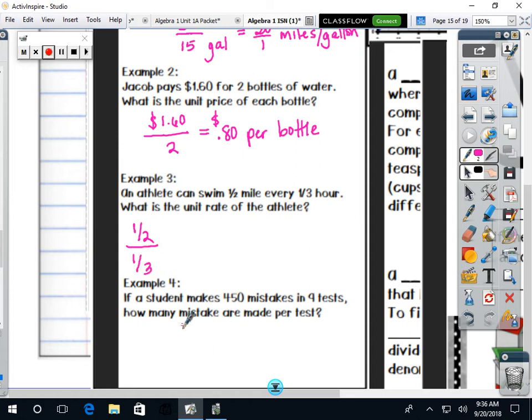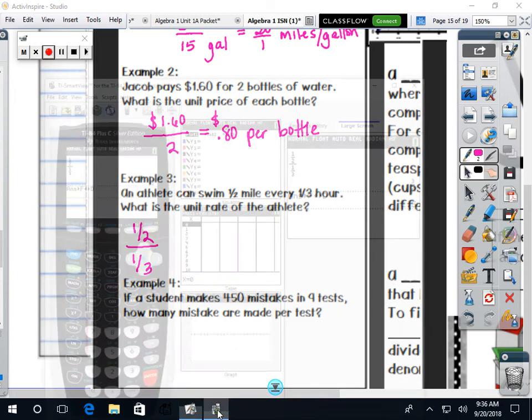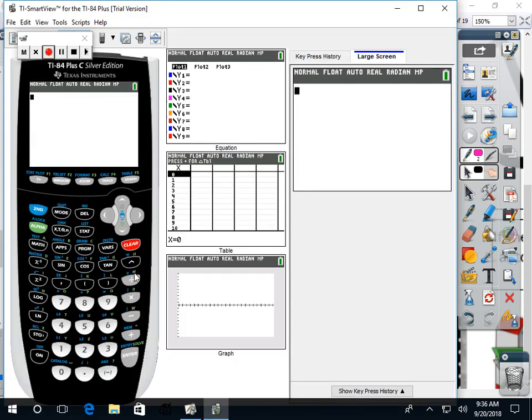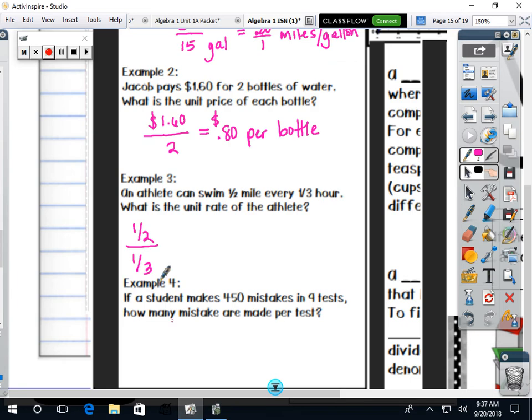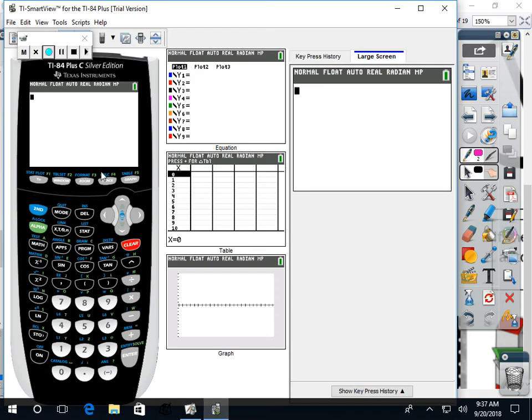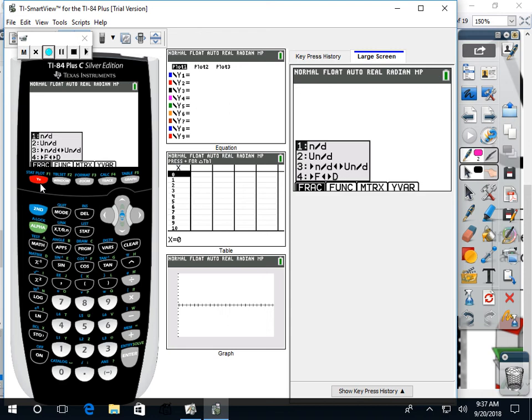Okay, now let's talk about how to type that in the calculator. The whole thing is one big fraction, right? It's a fraction with a fraction as the numerator and a fraction as the denominator. So this is how you would type it in. You would hit alpha y equals, and it will pull up this little box. Okay, does everybody see that little box? And when you hit alpha y equals, it's the very top left button.